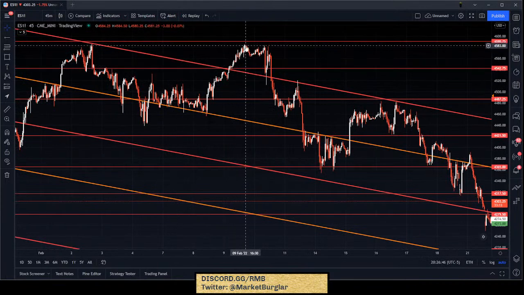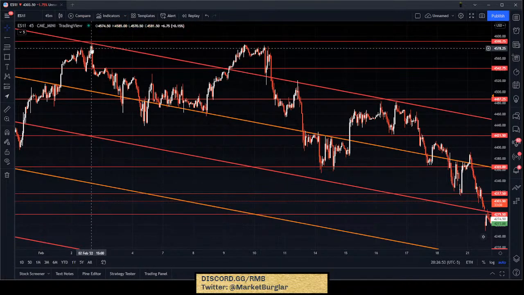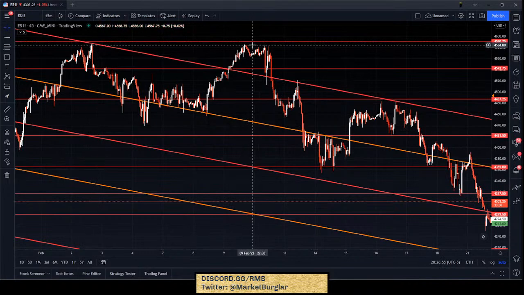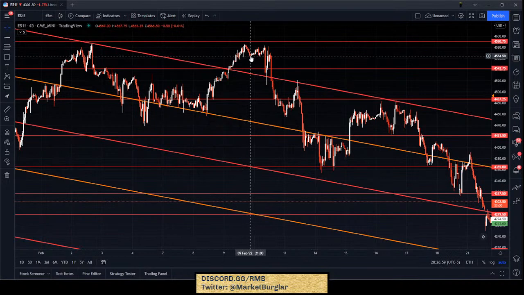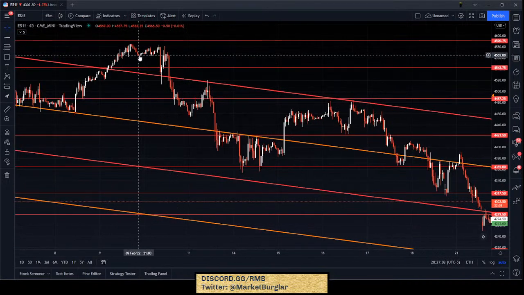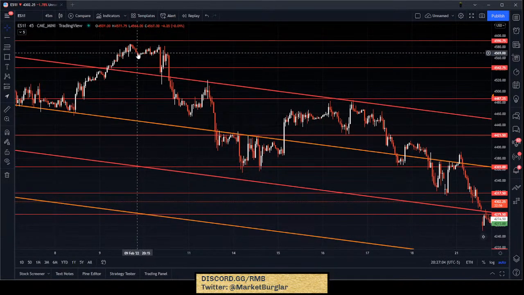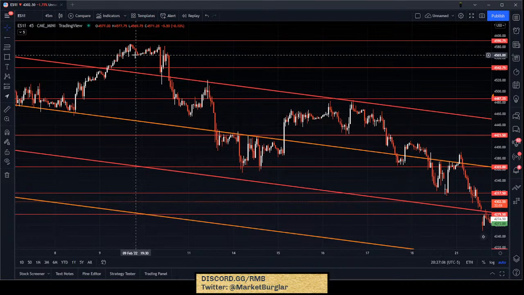We pushed up to here, and then I was scaling in, and we rejected off of this point over here. But what happened was, when I scaled in, right around here, at the bottom of these red candles, I was almost break even.